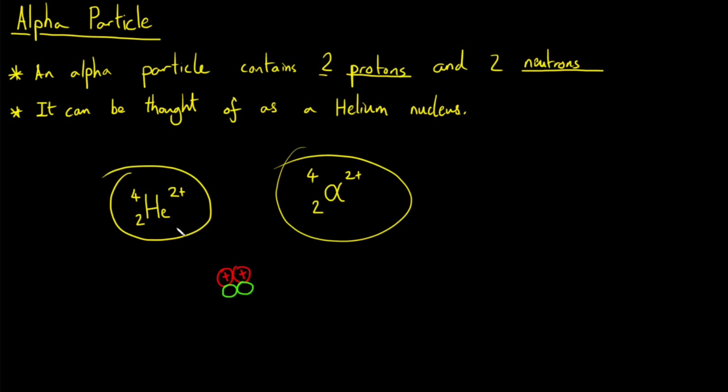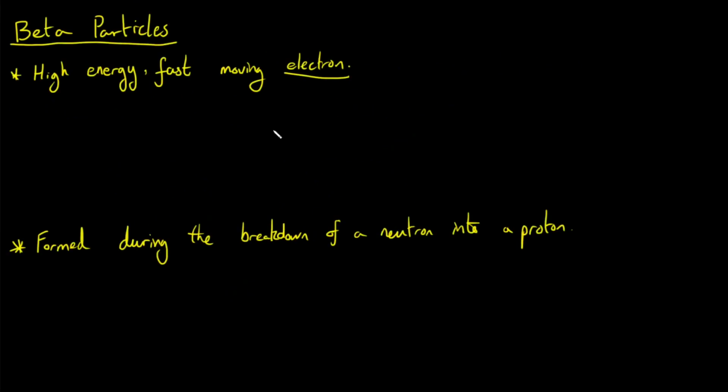2 protons, 2 neutrons, and these are the ways that we would want to be able to annotate that in chemistry. Our next type of radiation then, beta particle radiation, a much smaller particle. All a beta particle is, is a high energy, fast moving electron. So it's a quick electron that's been chucked out of the nucleus, and you might be confused by that, but it'll make sense in just a second. An electron that's been chucked out of the nucleus of an atom.